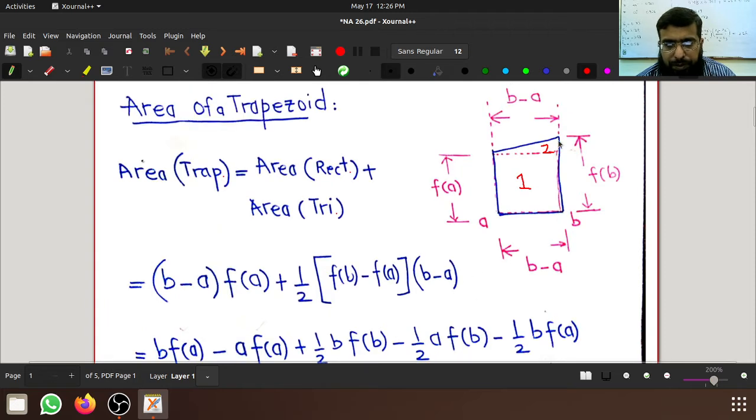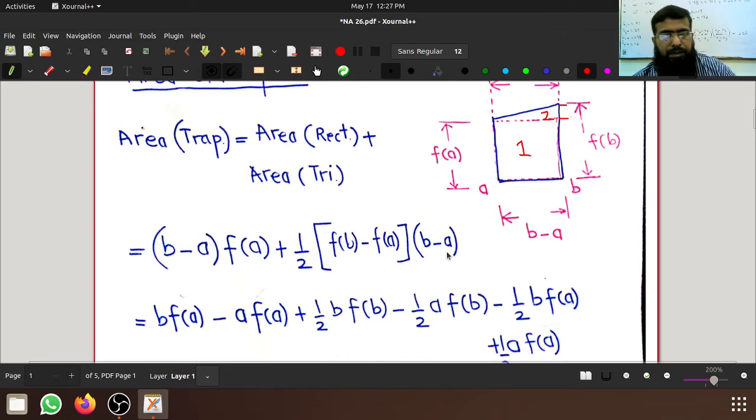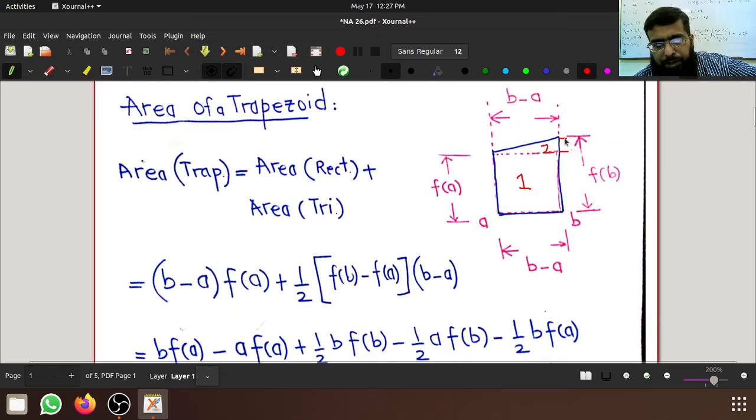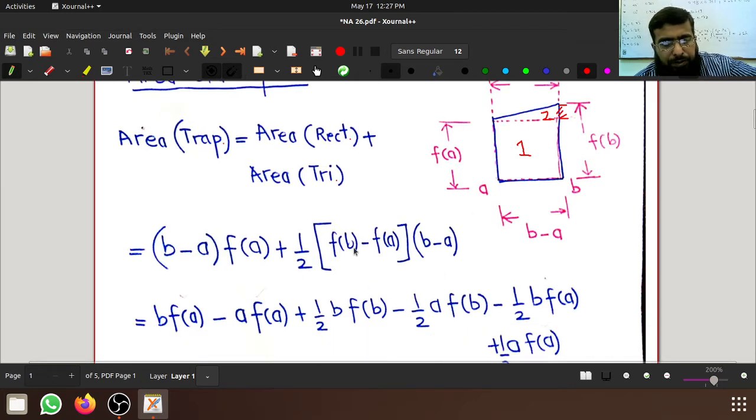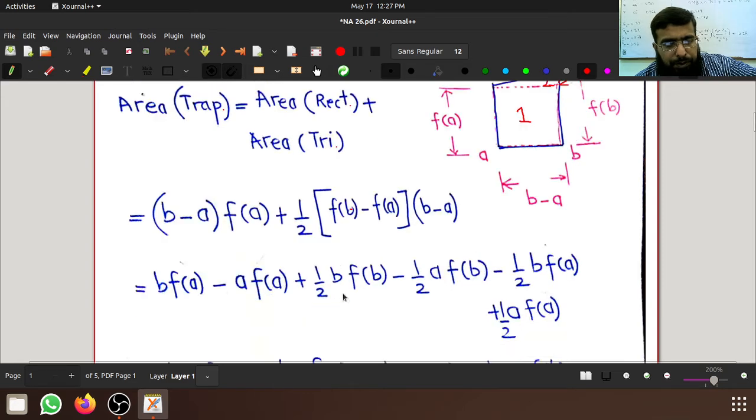But what about this width? It is the difference between f of b and f of a. So this small segment is actually f of b minus f of a. The difference between these two is the width. This width is f of b minus f of a. So we keep on going.